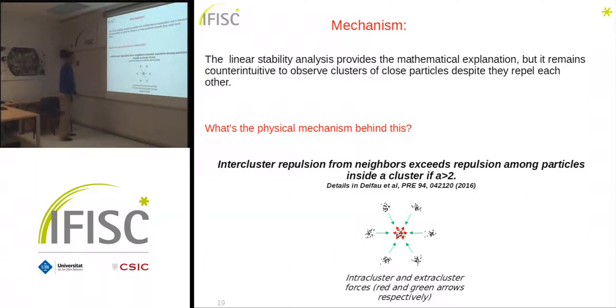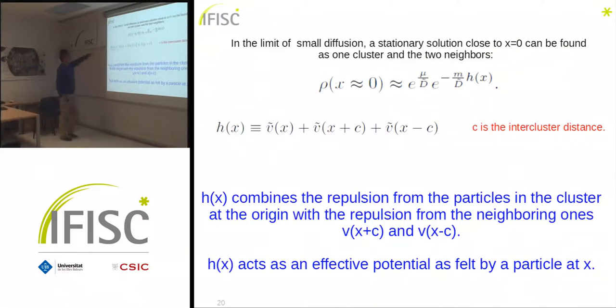Okay, so this is a physical mechanism. Can we even explain a little bit more of this? Of course, in 1D you can obtain a solution close to zero, okay? And then imagine that you only think of your cluster and the two neighboring clusters. Then the solution takes this form, where C is the intercluster distance and the H function combines the repulsion inside your cluster and the repulsion of the neighboring clusters. You can obtain this expression analytically.